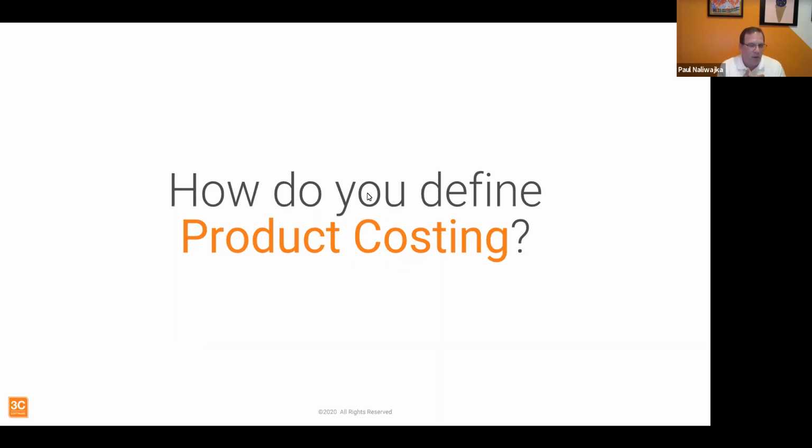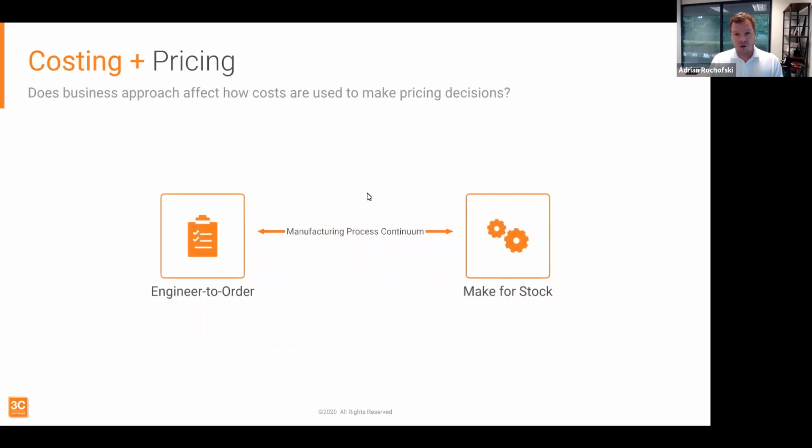Right. No, that absolutely makes great sense. And costing is obviously the foundation of a lot of things in the finance departments, right? But I want to lead us to our next topic, which is the costing and pricing aspect.